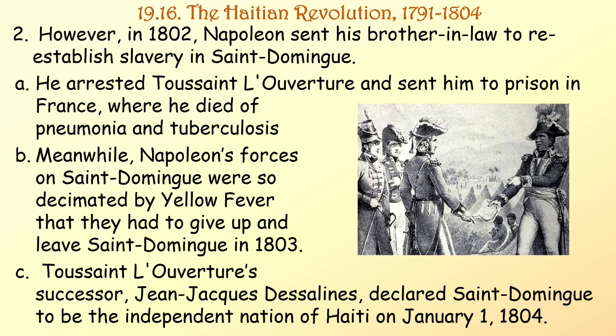However, in 1802, Napoleon sent his brother-in-law to reestablish slavery in Saint-Domingue. His brother-in-law arrested Toussaint L'Ouverture and sent him to prison in France, where L'Ouverture died of pneumonia and tuberculosis. Meanwhile, Napoleon's forces on Saint-Domingue were so decimated by yellow fever that they had to give up and leave Saint-Domingue in 1803. Toussaint L'Ouverture's successor, Jean-Jacques Dessalines, declared Saint-Domingue to be the independent nation of Haiti on January 1st, 1804.